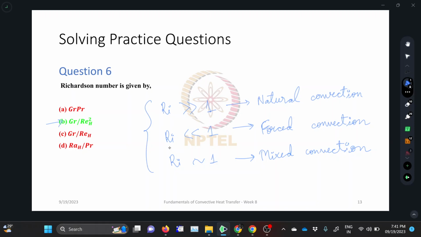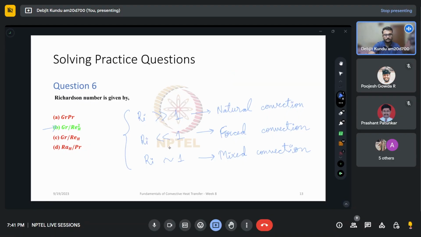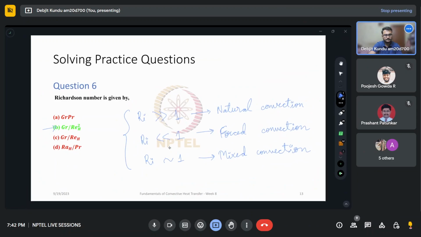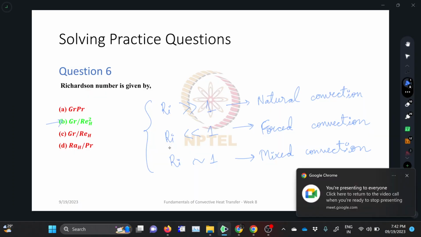So this Richardson number has a direct engineering application: from the magnitude of the Richardson number, you can determine the tools to use to solve the physics problem that we're dealing with. Is it a natural convection case or a forced convection case, or do I need to consider both? That is important. Okay. Any questions regarding this? No, sir. Okay. So if there are no questions, we will keep rolling.